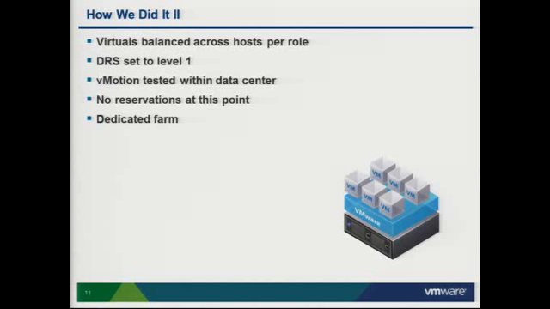If you have all your CAS virtuals on one host, or all your hub transport, or all your mailbox, and something happens to that host, you're losing a critical part of that infrastructure. So you want to make sure you've got them spread out. We have our DRS set to 1, the most conservative level. We spread our roles out amongst our hosts, and they'll stay there unless something catastrophic happens.